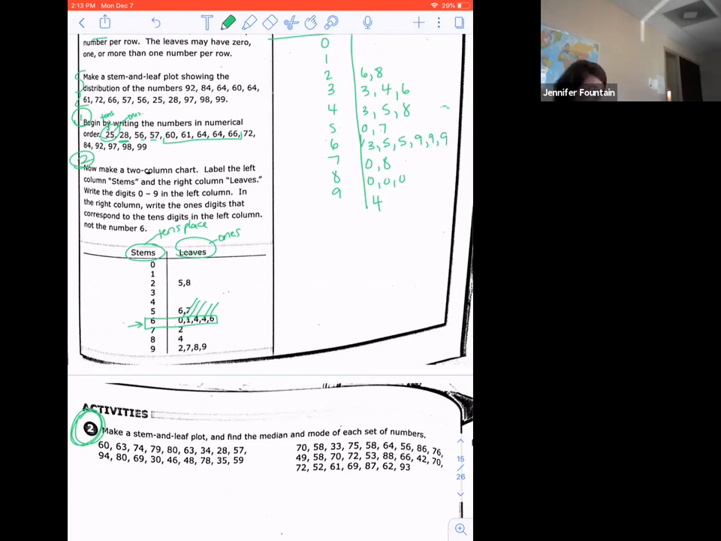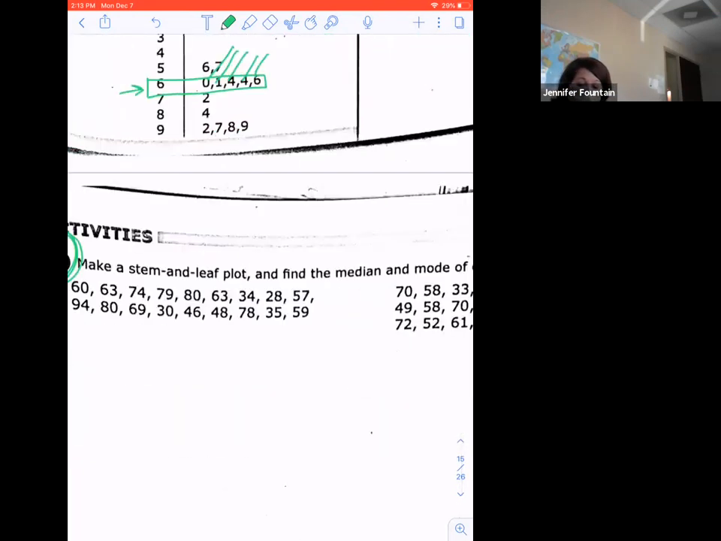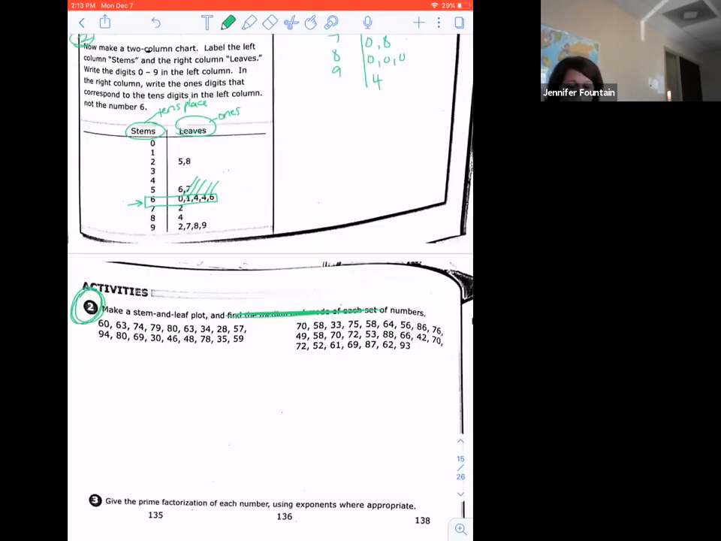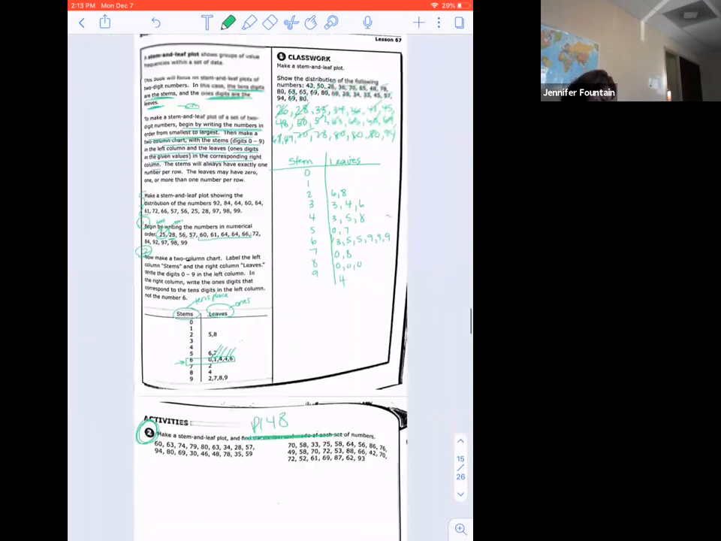Okay, so what we're going to do is in activities 2, we are just going to make a stem and leaf plot. So we're going to mark out that find the median and mode. We're going to mark that out. And you're just going to make a stem and leaf for activities 2. Okay. So this is on page 148, activities 2. So this is going to be the end of our assignments and lessons today. So let's go ahead and look at our homework and make sure we've got a complete list. So we've got page 148, activities 2.